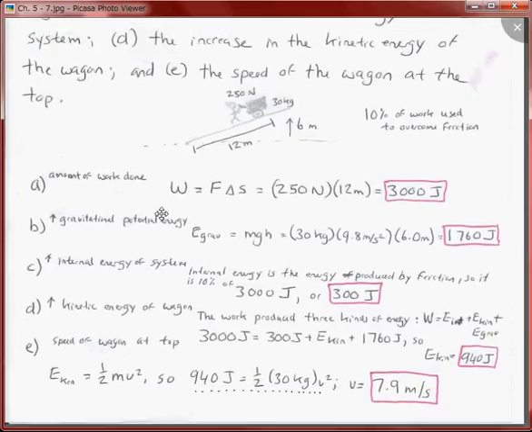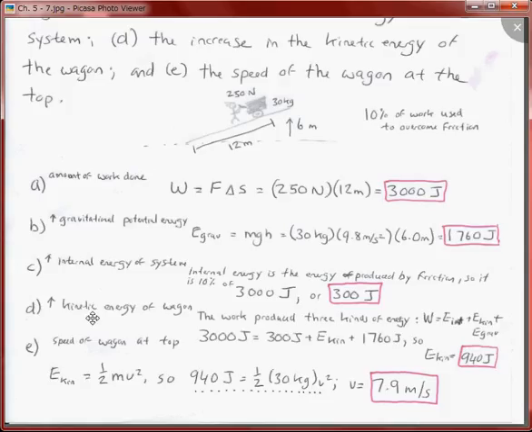Okay, let's look at A, the amount of work done. So the work is equal to the force times the change in distance, 250 newtons times 12 meters, 3,000 joules. The increase in the gravitational potential energy: the gravitational energy is equal to mass times gravity times height, which comes to 1760 joules. The increase in the internal energy of the system. As Barron's explains, the internal energy is the energy produced by friction, so it is 10% of 3,000 joules, or 300 joules.